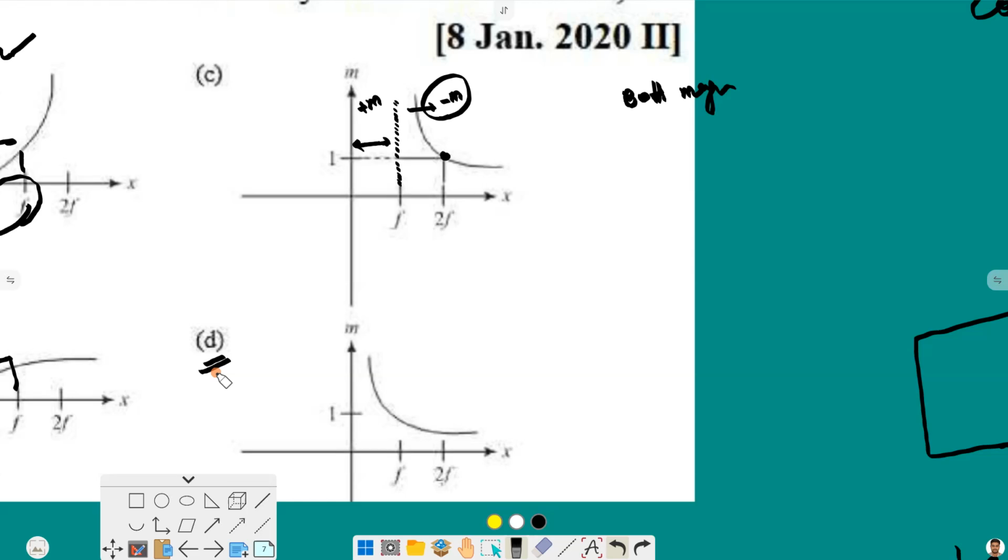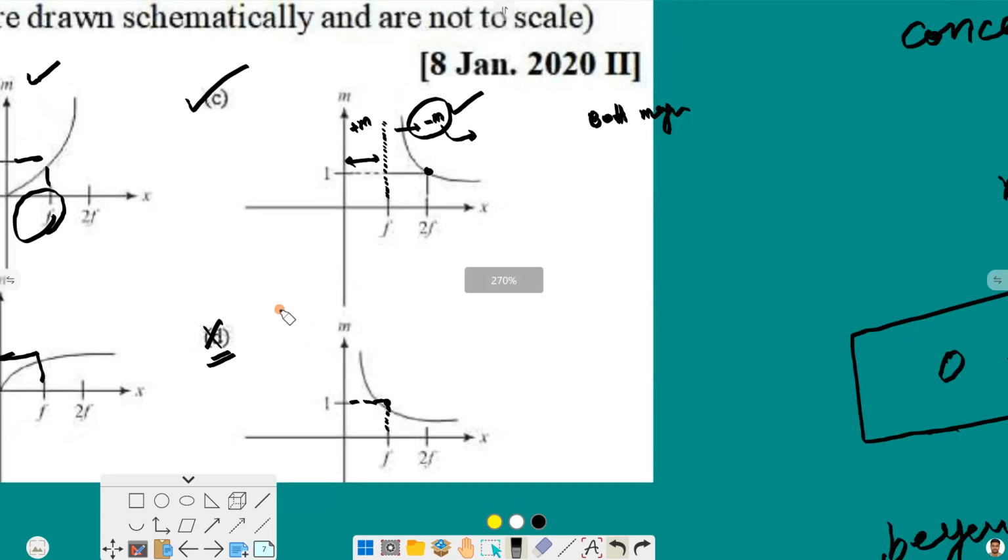Now, if we analyze option D, we can see that at F the magnification is unity, which is not possible. So option D is also wrong. So the only option left is option C, and it means we are only taking negative magnification, and even taking the magnitude of it, only then can we represent that as positive. So here option C will be the right answer.